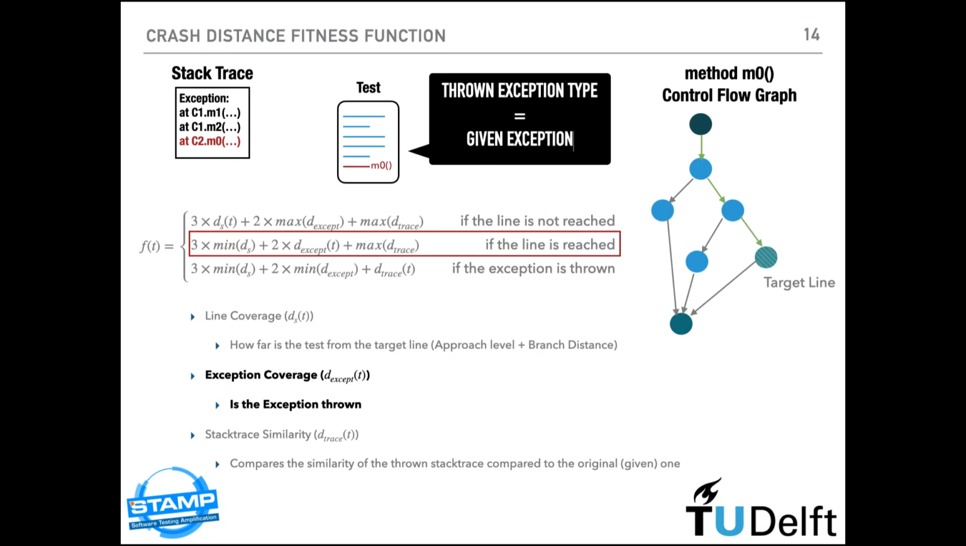After covering the target line, the value of the first heuristic will be 0, so it is time to move to the second heuristic. This heuristic checks if we have a thrown stack trace after covering the target line or not. If the generated test throws the same type of exception as the given one, this heuristic is fulfilled as well, and we move to the third heuristic.